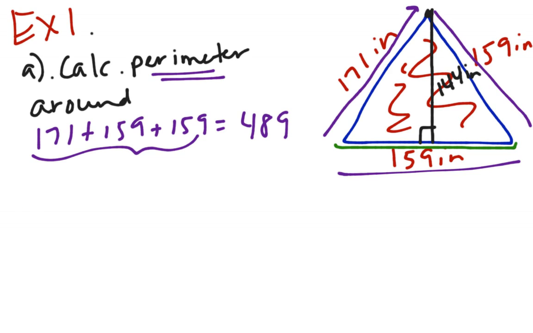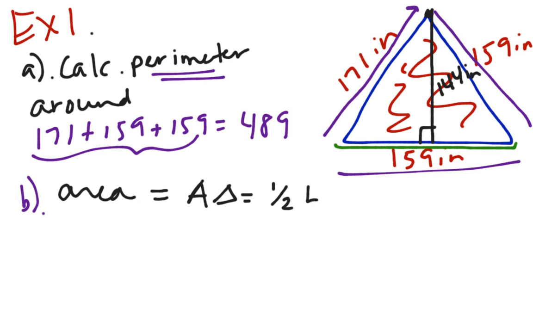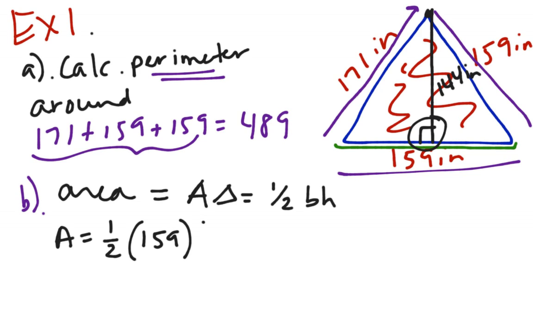Okay, area. I'm going to write my area formula. So area of a triangle is, let me just make my shape. Area of a triangle is 1/2 base times height. So A equals 1/2 base, which I said was my green, 159. And height, it has to be perpendicular. So I'm going to use the 144.